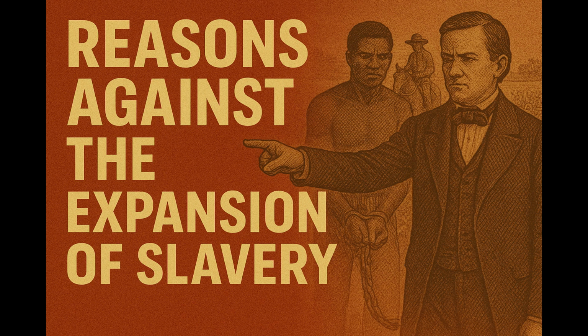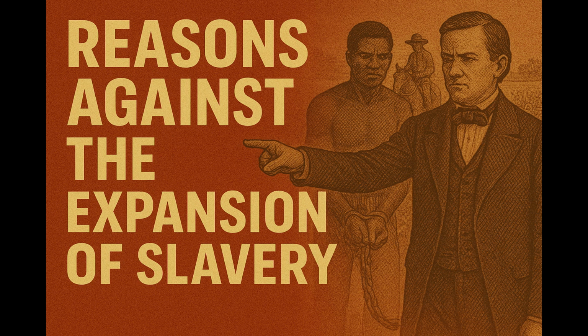Many Northerners believed Southern elites were trying to nationalize slavery and dominate U.S. politics. Events like the Fugitive Slave Act of 1850 and the Dred Scott decision in 1857 convinced them that the South wanted to force slavery on the entire nation.